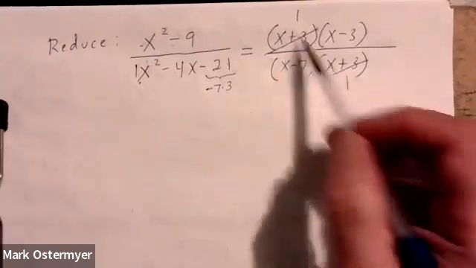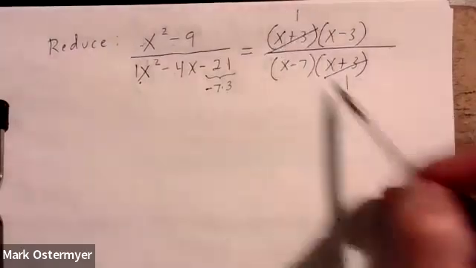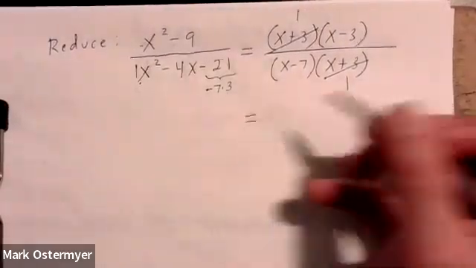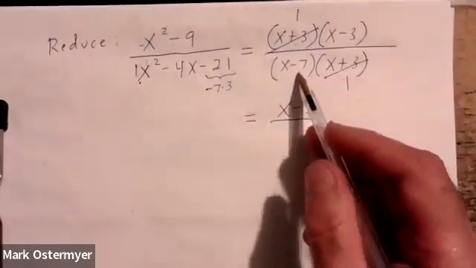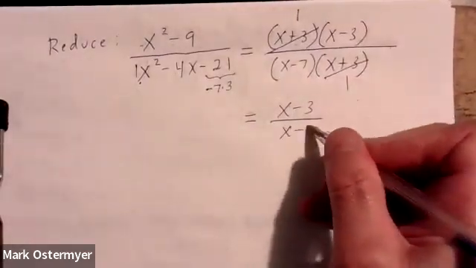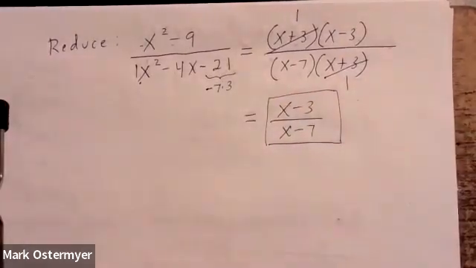When you cancel like factors out between the numerator and denominator, don't forget to put ones, because you leave factors of ones behind. So our final answer is 1 times x minus 3 over x minus 7 times 1, which is x minus 7. And that's your answer. We're done. We've reduced this rational expression.